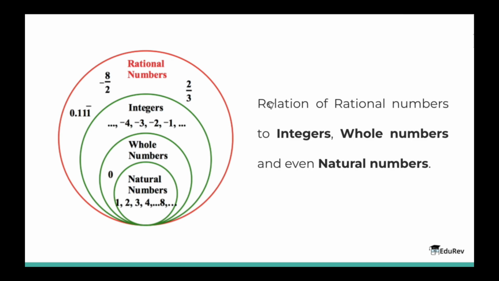Now, in the given figure, we can see how rational numbers can be related to integers, whole numbers, and even natural numbers. So let's study about them as well to see how each one of these blend with one another.